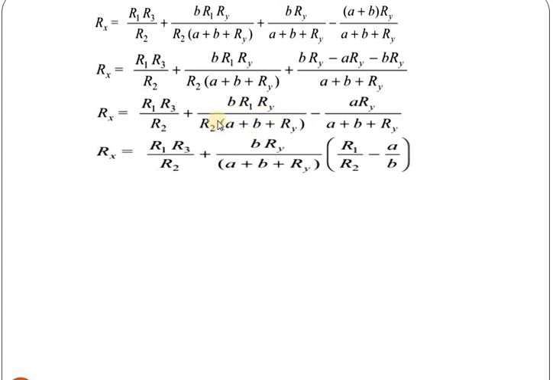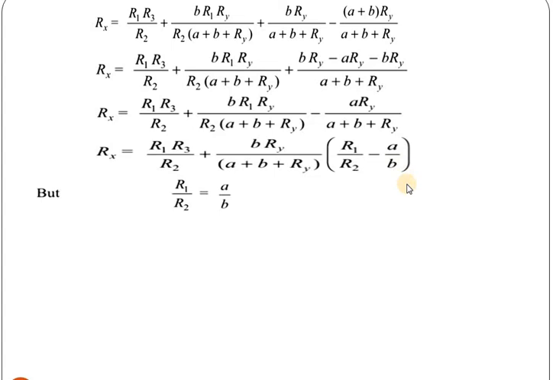Whereas here in this term, there is BRy by A plus B plus Ry and ARy by A plus B plus Ry. So now it will remain with minus A, and here we take BRy as the common term. So this B is moved to the denominator for the A term. Here we have only A, whereas we take the common term as B. As a result we got this term as A by B. Okay, we got the term as A by B.